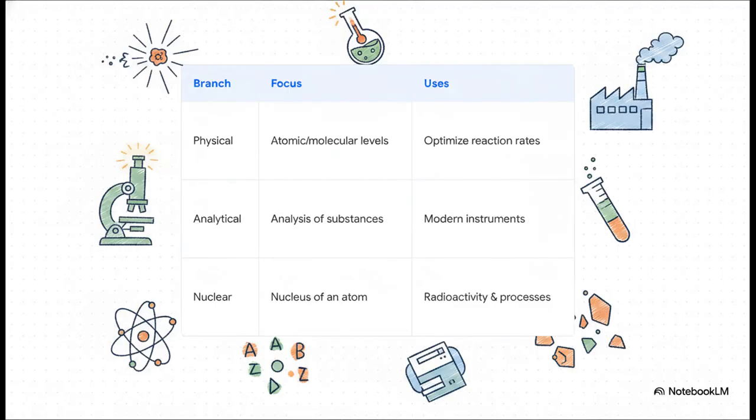Moving right along to Section 2, the fundamental core, physics, analysis, and the nucleus. Now, what's really interesting about this grouping is how it breaks down the raw, atomic nature, and rigorous analysis of matter across three foundational branches. First, you've got physical chemistry.